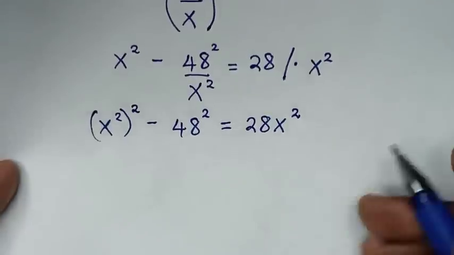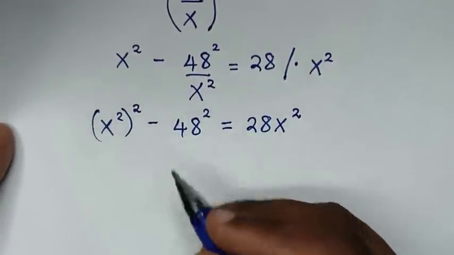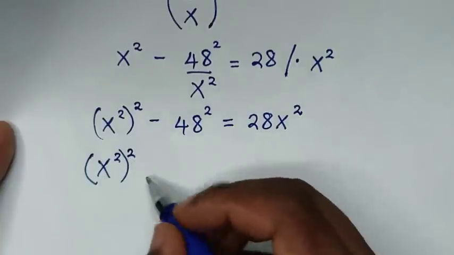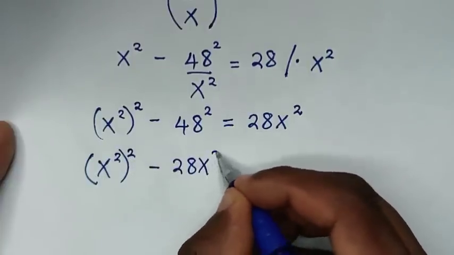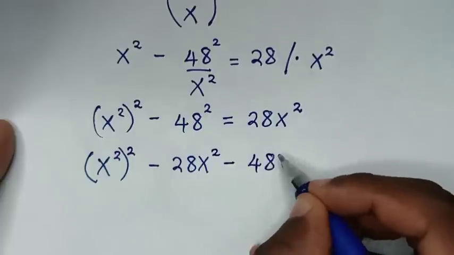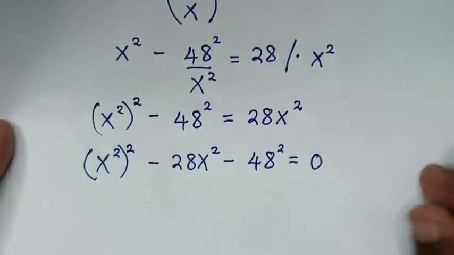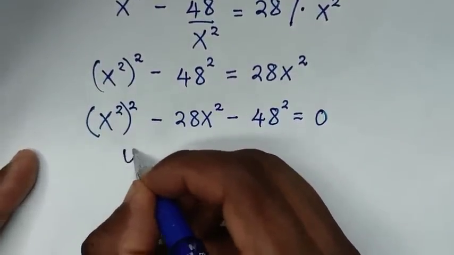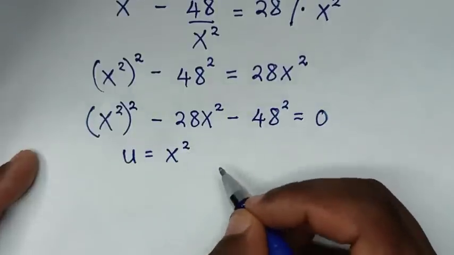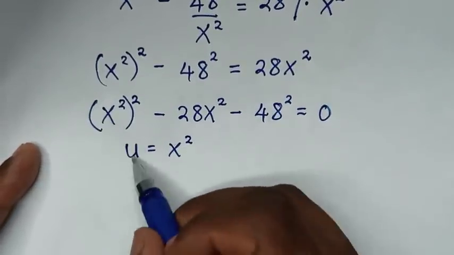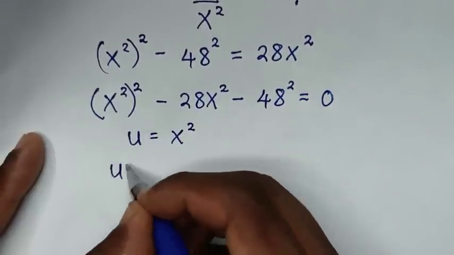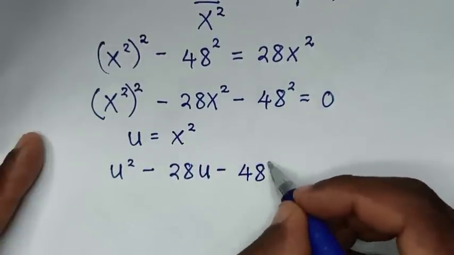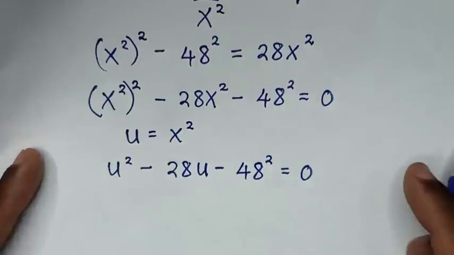Then in the next step, we'll take this 28x squared to this side, so it will be x squared, then bracket squared, and this we take to this side to be minus 28x squared, then minus 48 squared is equal to 0. Then because x squared is common, let's say u is equal to x squared. Then we'll substitute u into x squared, so it will be u squared, then minus 28u, then minus 48 squared is equal to 0.